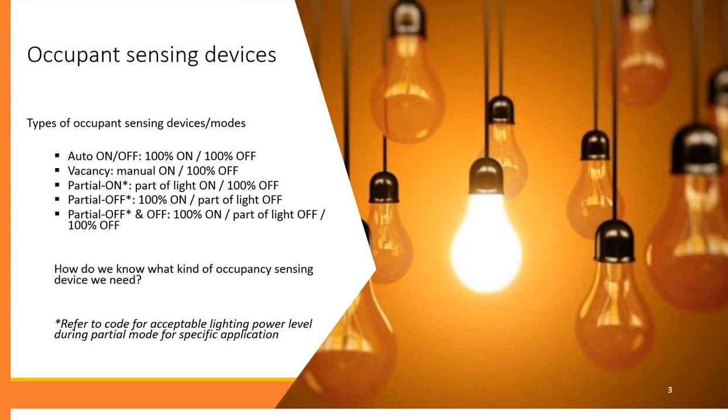So let's talk about the different types of occupant sensing devices that are out there. In reality, we're really talking about the different modes of operation. So your most common, most standard operation would be your automatic on, automatic off, and it's exactly how it sounds. Lights turn on automatically because the sensors detect motion, and once the space has been vacated over a period of time, that's when the lights automatically shut off.